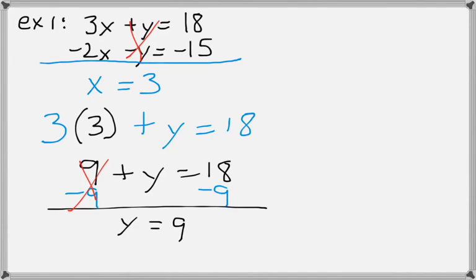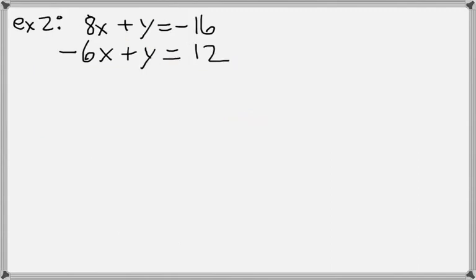We now know the value for x and y. We just have to write our final answer as a point on a graph. So my x-coordinate comes first, x is 3, and y is 9. We have our solution to this system of equations. Let's look at a second example.